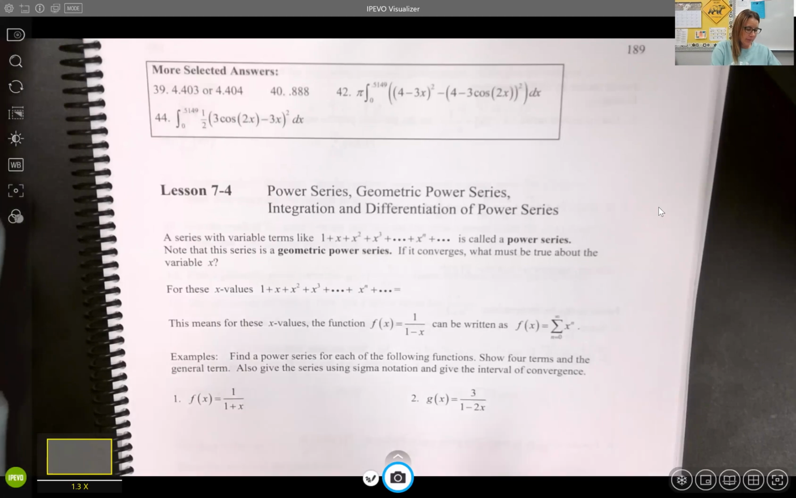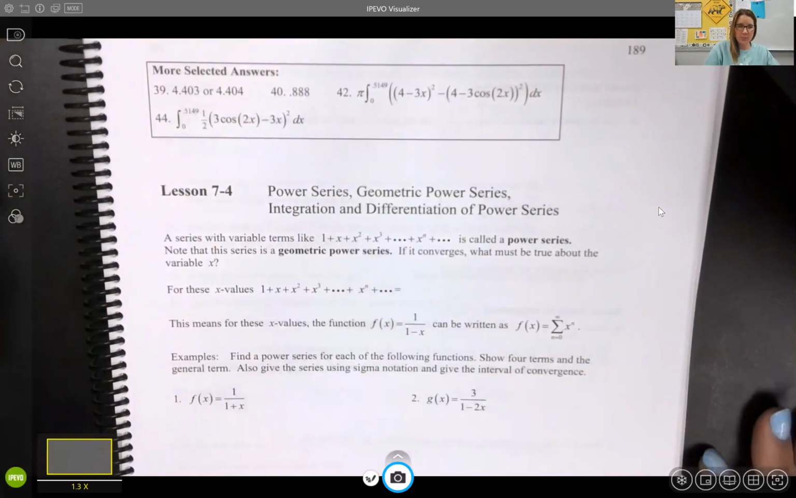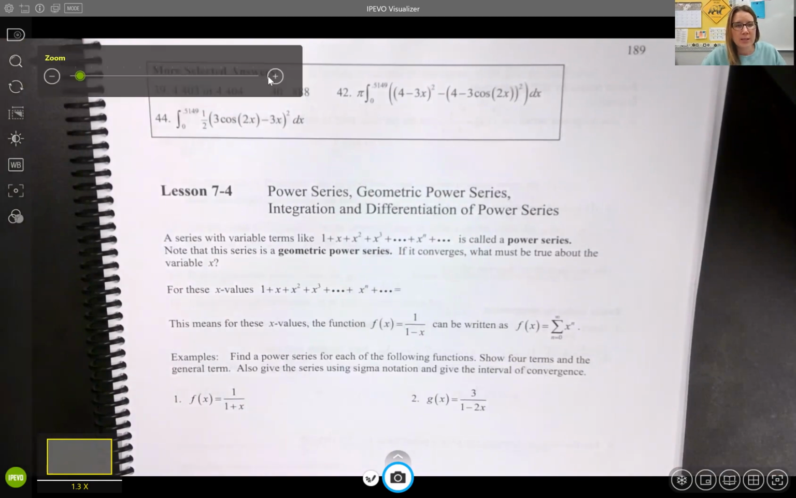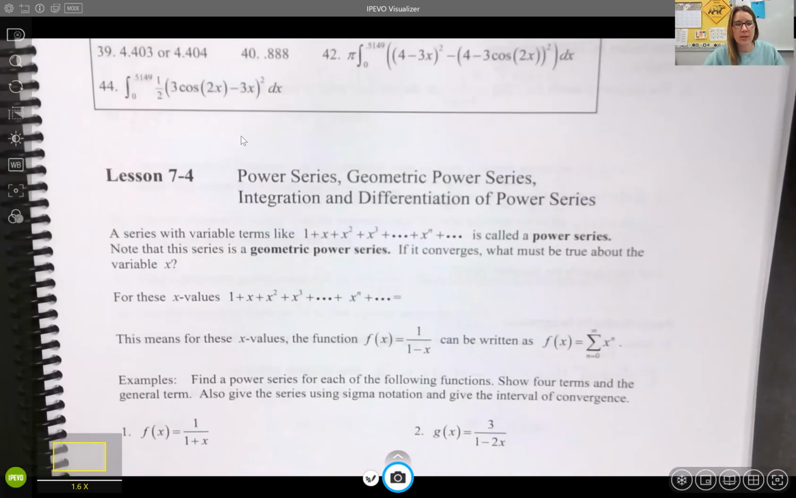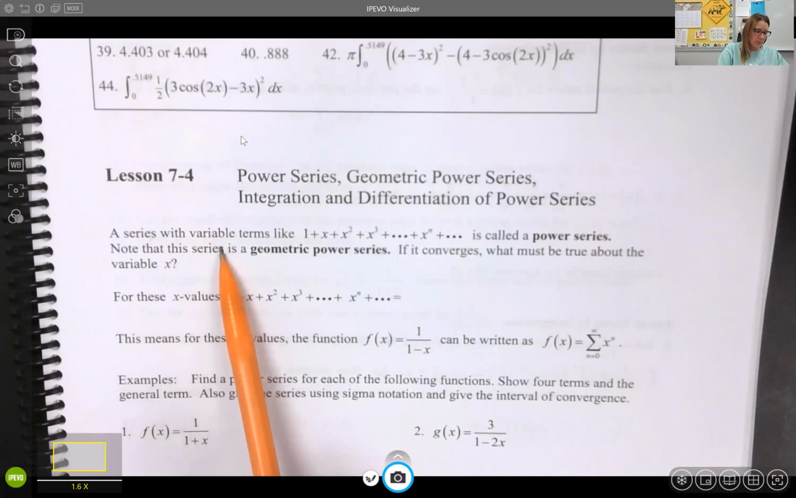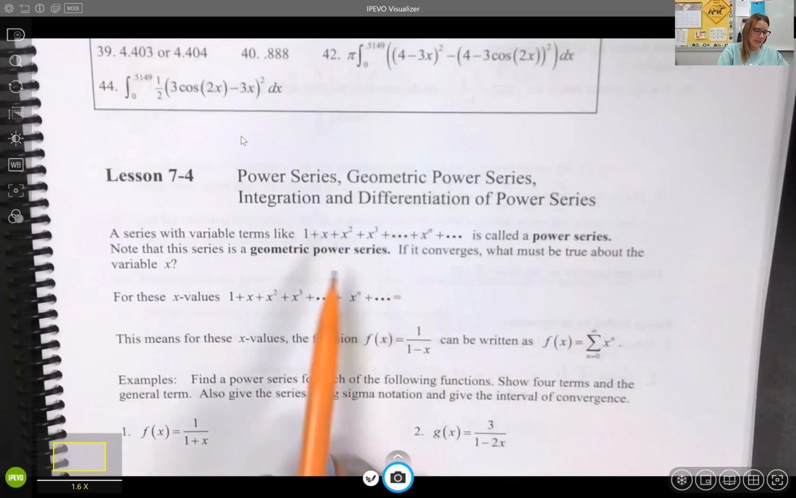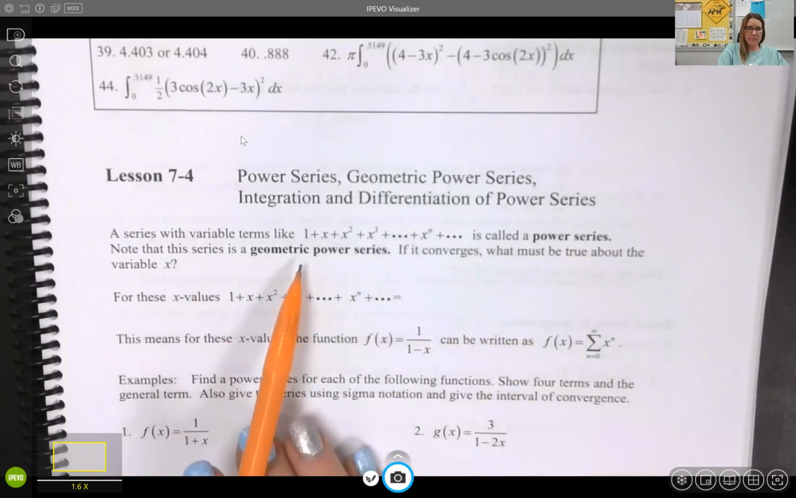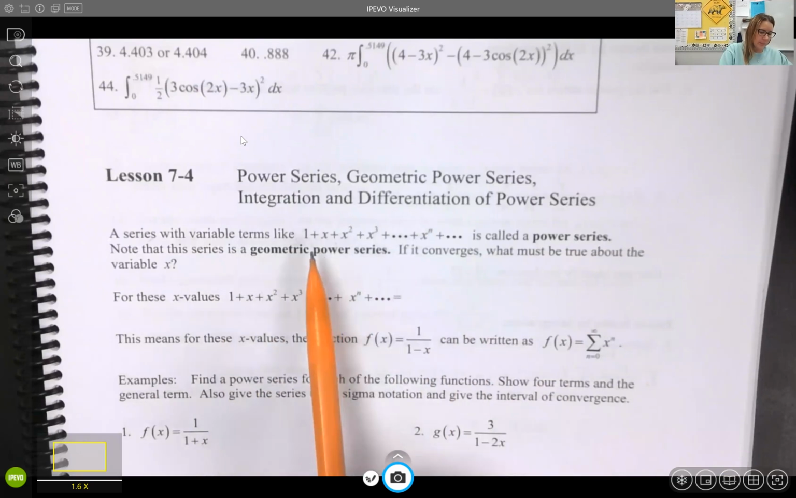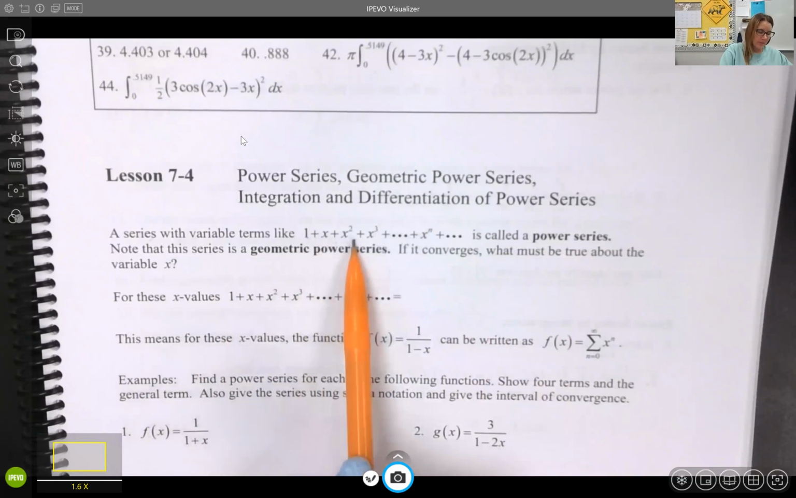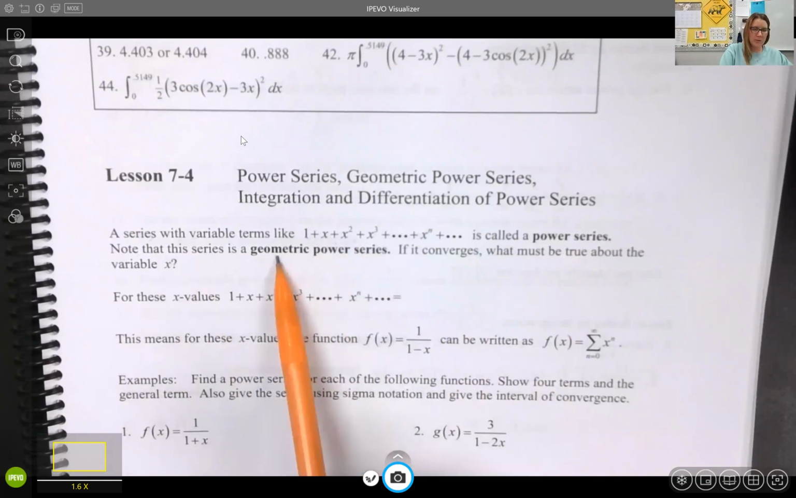We're going to start off on this paper, your notebook, and then I'm going to use other paper so that it's a little bit bigger for you to be able to see it, okay? But the first thing that we're going to talk about is geometric power series and integration and differentiation of these power series, okay? So first of all, a series with variable terms like 1 plus x squared, we call that a power series. It basically has a variable in it, okay? So if I look at this power series, I've got the 1, and the next term is x, and then the next term is x squared. We're going to say this is a geometric power series.